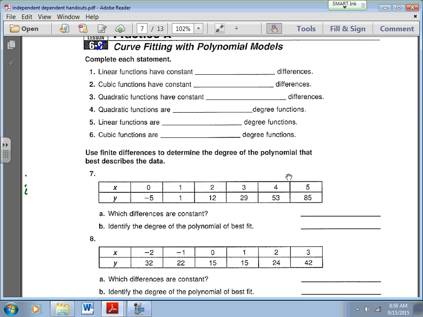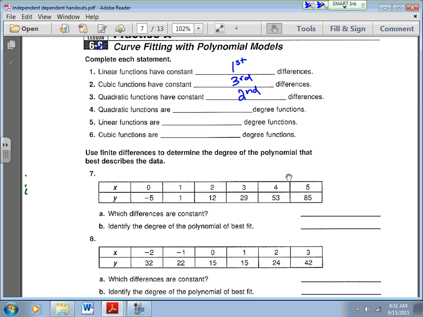Okay, linear functions have a constant first, second, third, or fourth difference? First. Linear functions have a constant first difference. That means when you look at the table of values, the rate, the y over the x, that's where you find the first rate. So that's how you know if it's linear or not. Cubic functions have a constant third difference. Quadratic functions have a constant second difference.